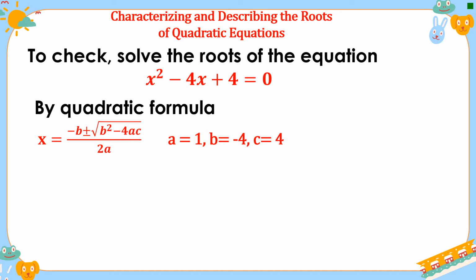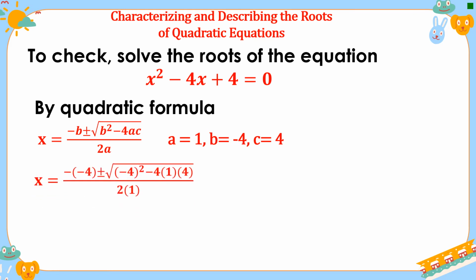So what we are going to do, first step, is get the value of a, b, and c. From the quadratic equation x squared minus 4x plus 4 equals 0, our value of a is equal to 1, our value of b is equal to negative 4, and our value of c is equal to 4. Second step, substitute these values of a, b, and c to the quadratic formula.